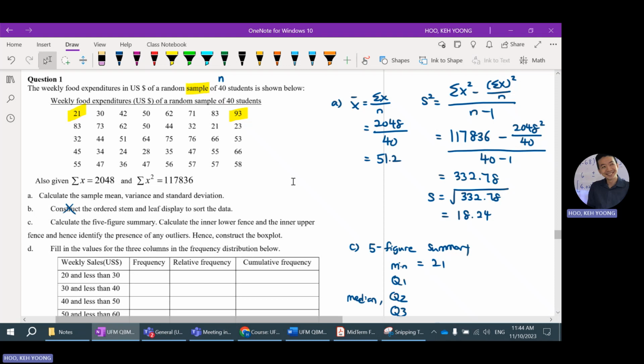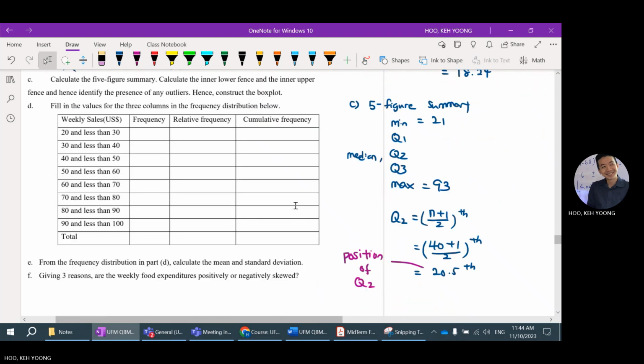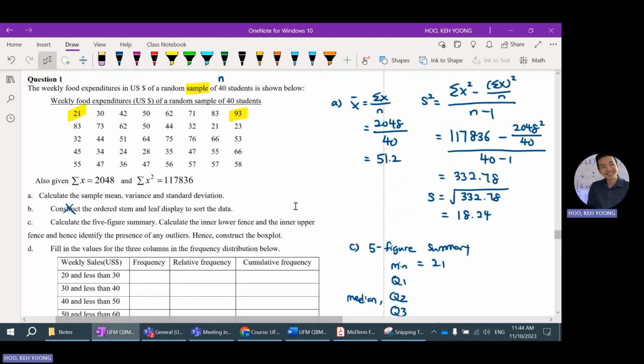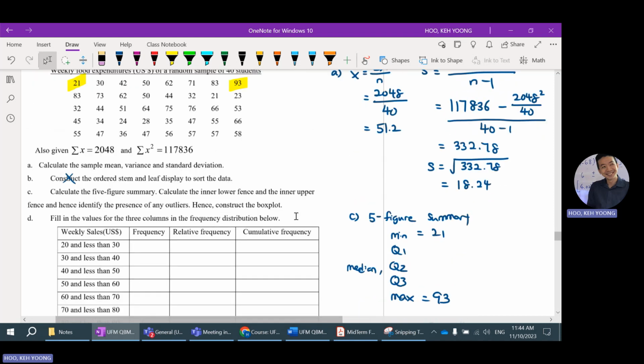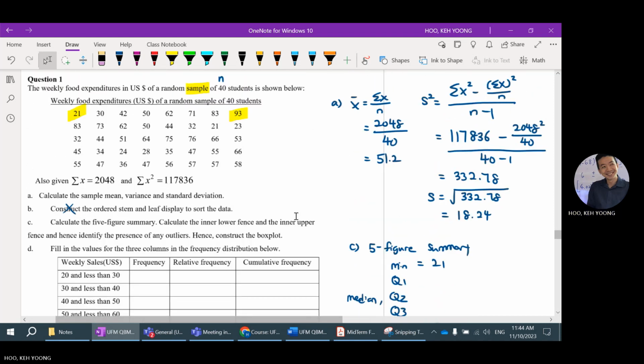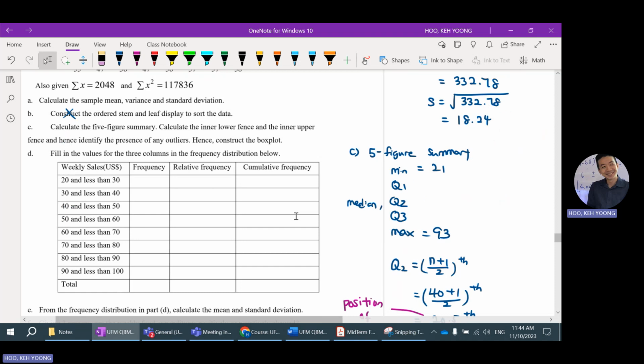So first you need to arrange. Do you guys really arrange from the smallest to the largest? No, you don't. Then how do you find the median? You use the calculator, you key in the data, and then it will show you Q2, Q1, and Q3 as well.